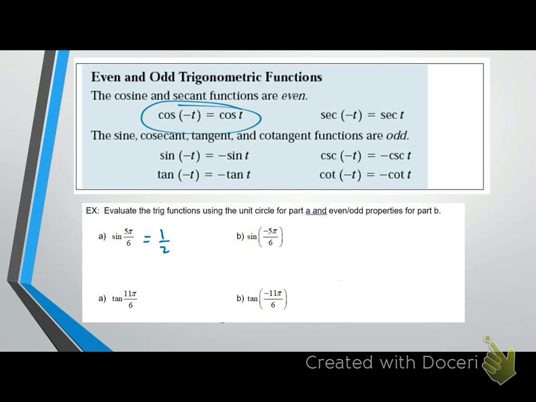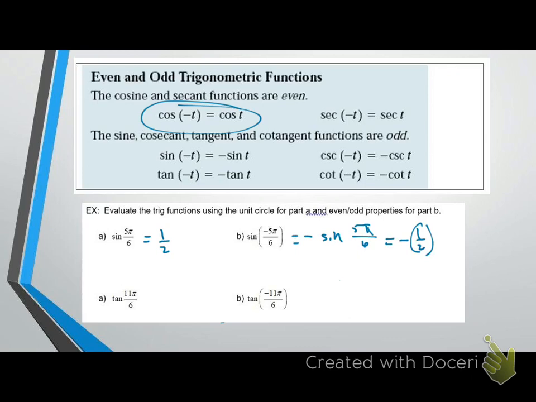Right? If we want to know the sine of negative 5 pi over 6, then it's the same thing as finding the negative of sine 5 pi over 6. And we just found sine 5 pi over 6, which is 1/2. So it's going to be negative 1/2. Okay?